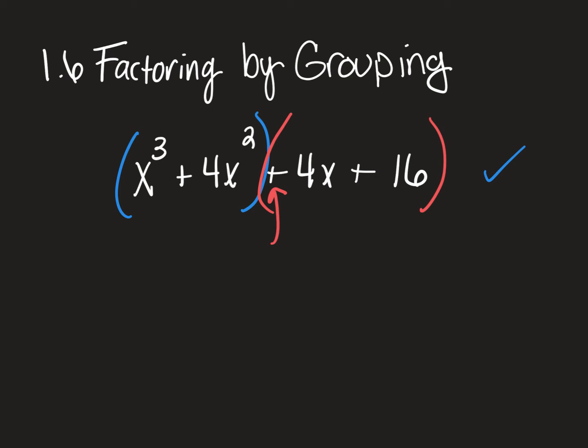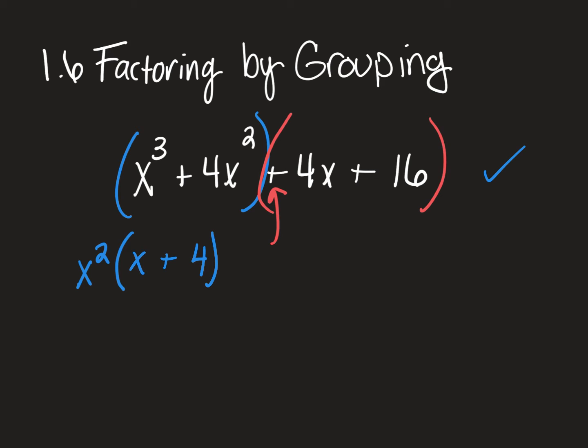Now looking in those groups separately, let's look at our blue one. In the blue one, we have a greatest common factor we can pull out of just that blue part. They don't have any numbers in common, but looking at the variables, we have x squared and x cubed, so we have at least two x's. That means we can pull that x squared out, leaving us with, remember, divide by what's in front. So x cubed divided by x squared is x, and 4x squared divided by x squared is 4.